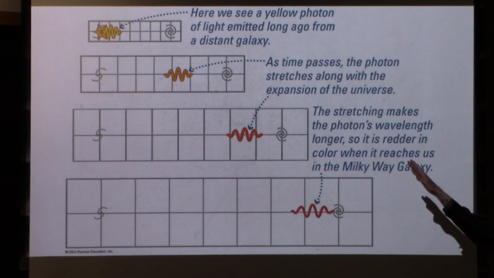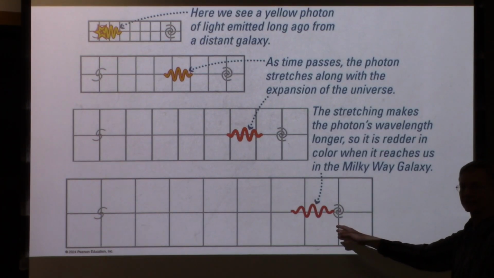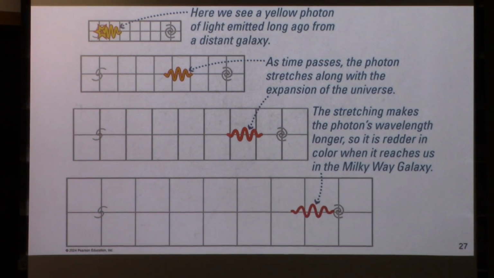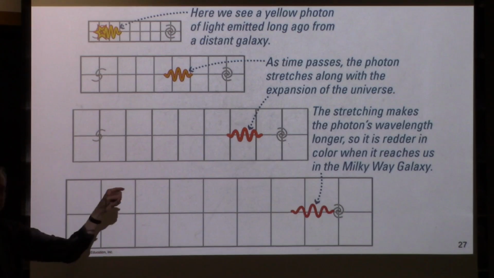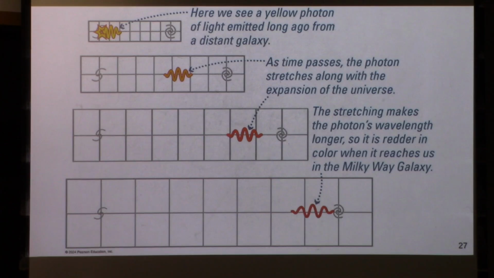And so this is illustrating the idea. Here we see a yellow photon of light emitted long ago from a distant galaxy. As time passes, the photon stretches along with the expansion of the universe. The stretching makes the photon's wavelength longer, so it's redder in color when it reaches us in the Milky Way galaxy. But if the galaxy was originally over here, it takes longer for the light to reach us. It's been stretching out for a longer time, and so the wavelength increases more as a result, compared to light from a closer galaxy. What questions do you have?